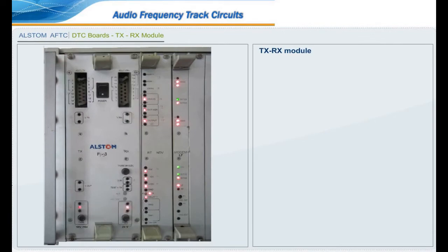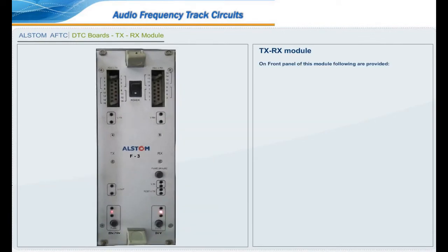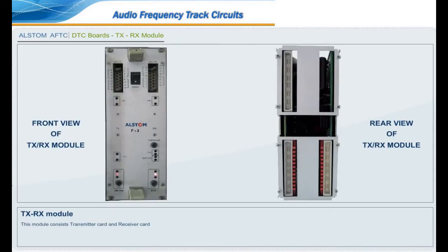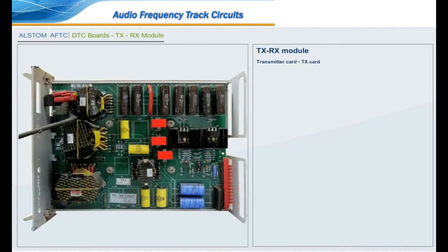TXRX module. On the front panel of this module, the following are provided: power on switch, gain adjustment arrangement, measuring sockets, LED indications, fuses, and arrangement for fittings. This module consists of a transmitter card and a receiver card. Transmitter card, TX card: the modulated signal from the modem card is fed to the driver circuit. Without enable, the modulated signal will not pass to the amplifier.